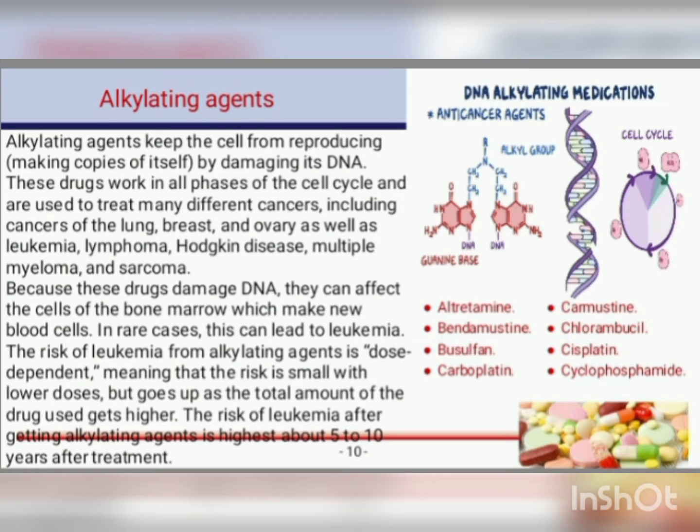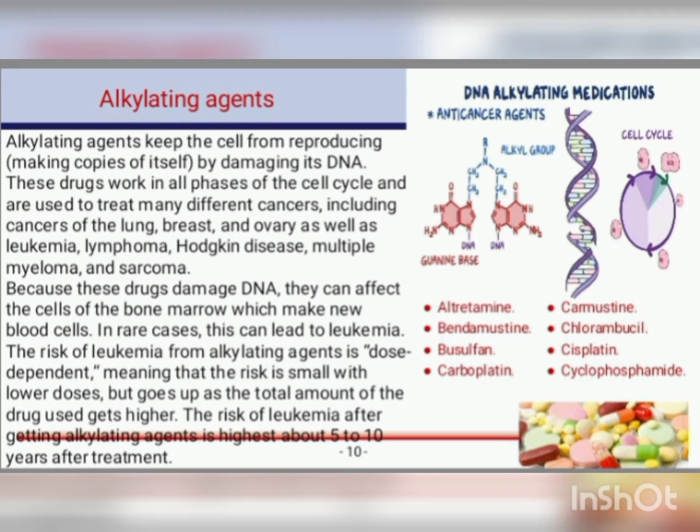Because these drugs damage DNA, they can affect the cells of the bone marrow, which make new blood cells. In rare cases, this can lead to leukemia. The risk of leukemia from alkylating agents is dose dependent, meaning that the risk is small with lower doses but goes up as the total amount of the drug used gets higher. The risk of leukemia after getting alkylating agents is highest about 5 to 10 years after treatment.